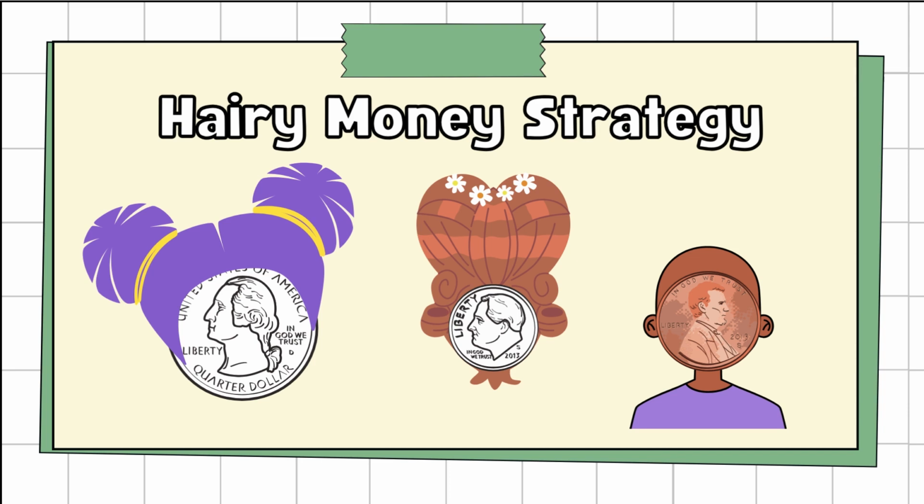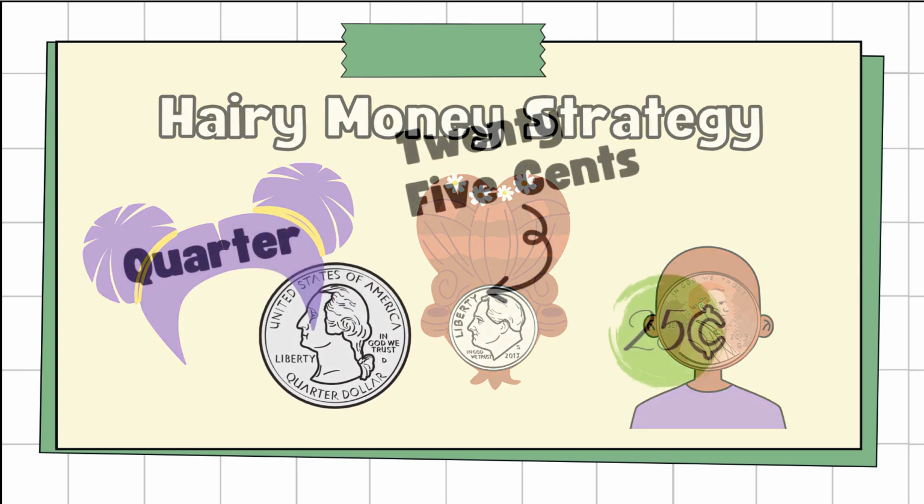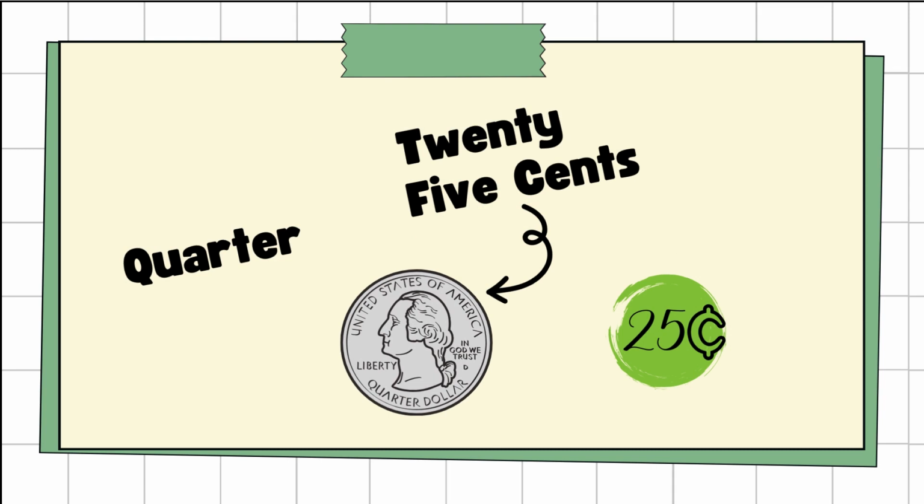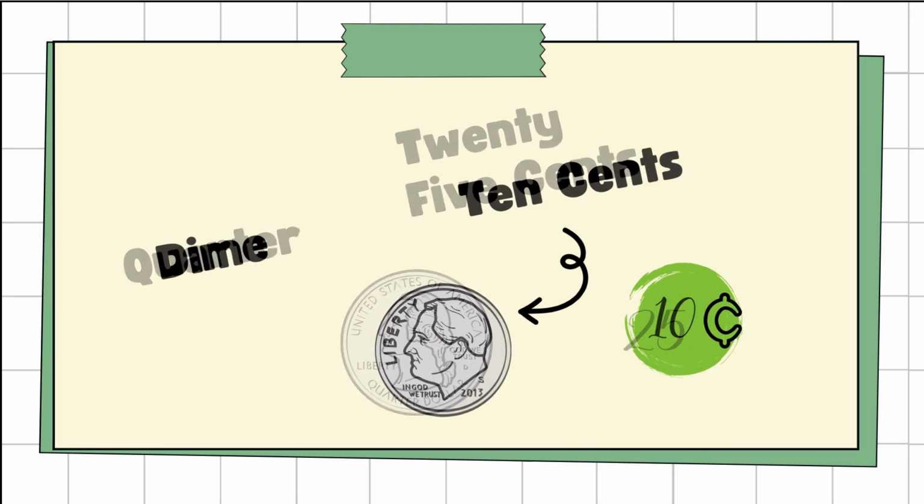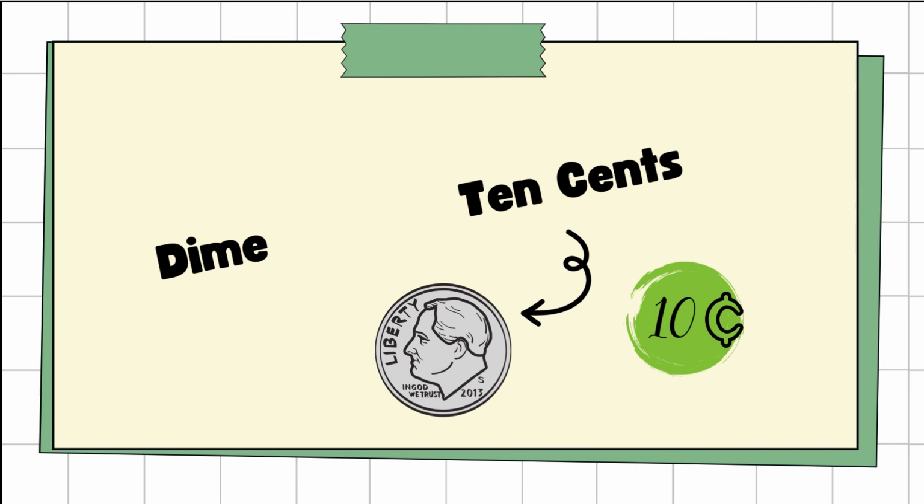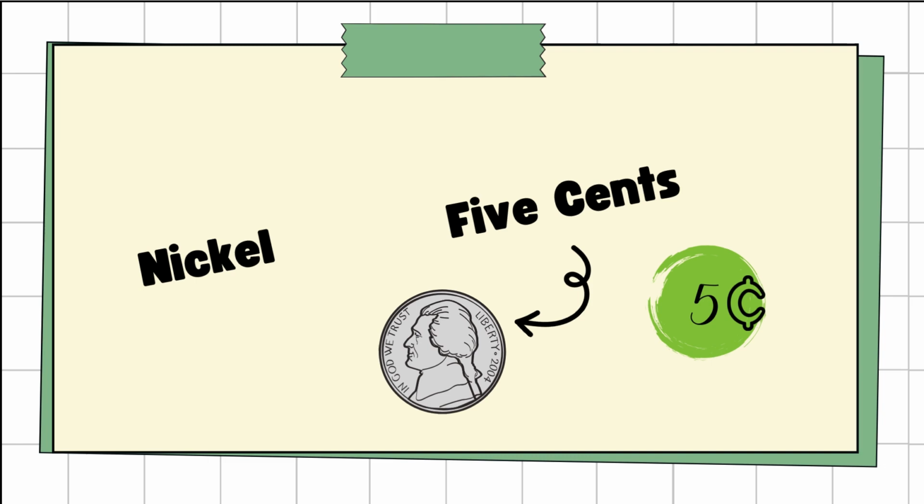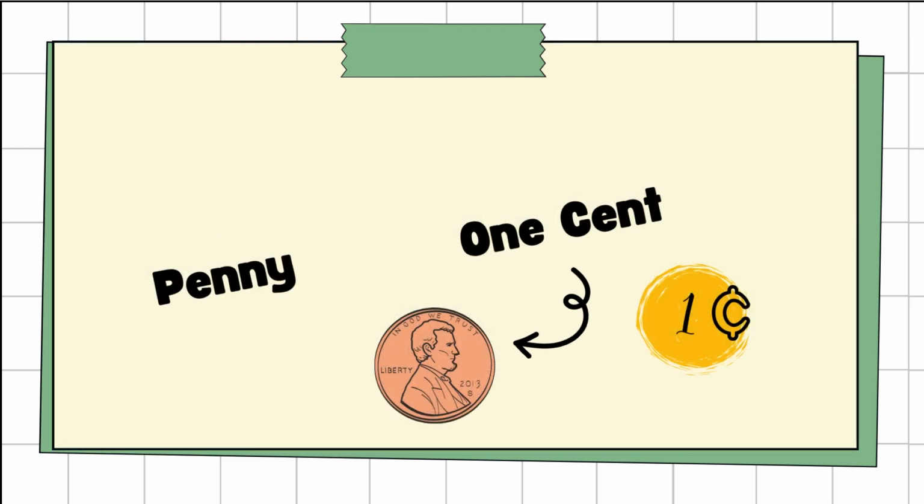A penny will be bald because it is worth 1 cent, so it will only have a dot instead of a hair. Let's start with identifying and understanding each coin's worth first. A quarter is worth 25 cents. A dime is worth 10 cents. A nickel is worth 5 cents. A penny is worth 1 cent.